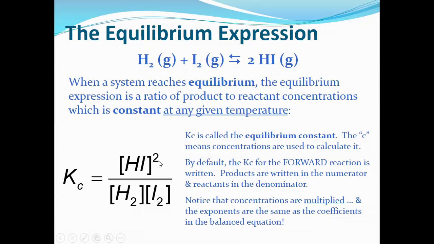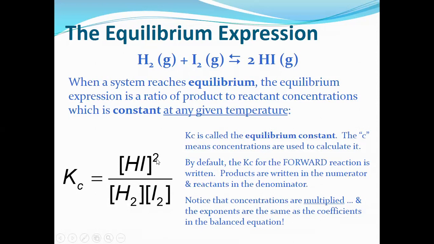Finally, why was the HI being squared, but the H2 and the I2 were not? That's because of the coefficients in the balanced equation. When you look up top, the coefficients for the H2 and the I2 in the balanced equation were both 1s. So down in the expression for Kc, the exponents for H2 and I2 were both 1. On the right-hand side of the equation up top, the HI's coefficient was a 2. So down in the Kc expression, the HI's concentration is being squared.